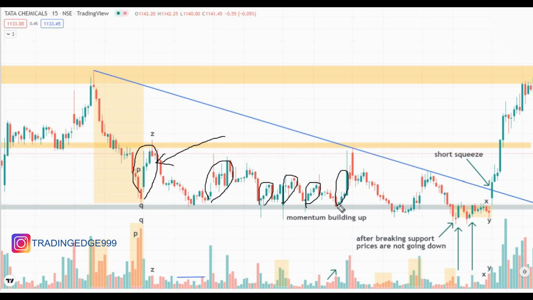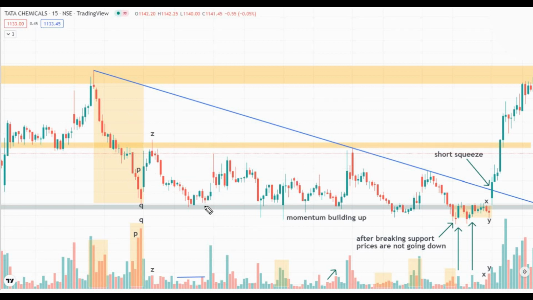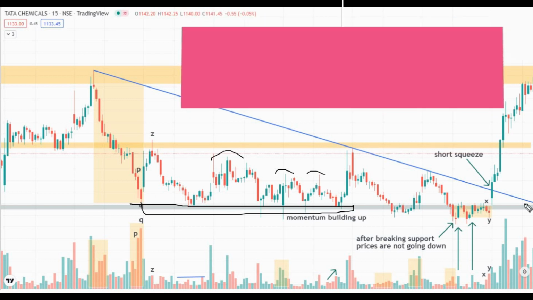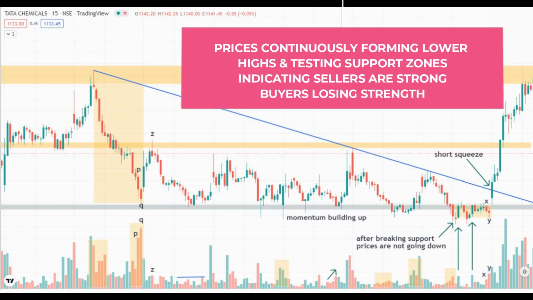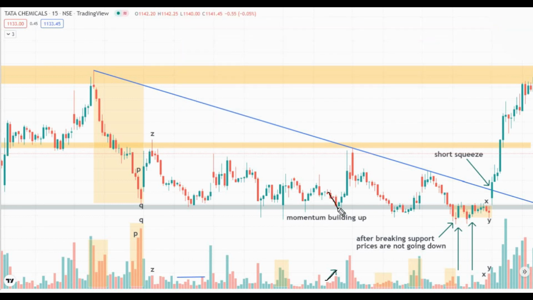This is indicating that the sellers here are very strong in this market, and that's why buyers are not able to form higher high, higher low formation. What they are forming is lower high formation and continuously testing the support zone. Now see here, there is a divergence. Volumes have increased, but prices couldn't break this support level. So what is this indicating here?